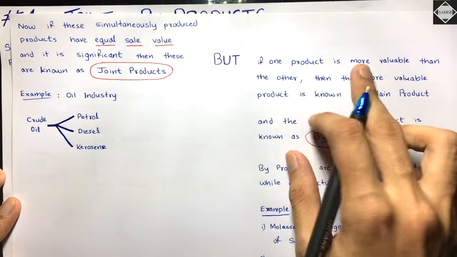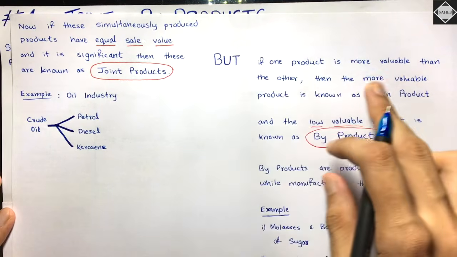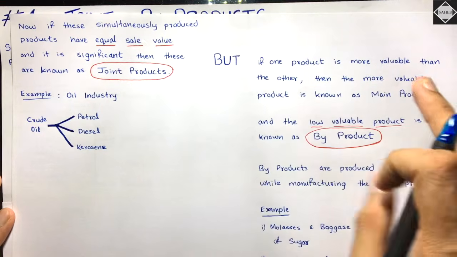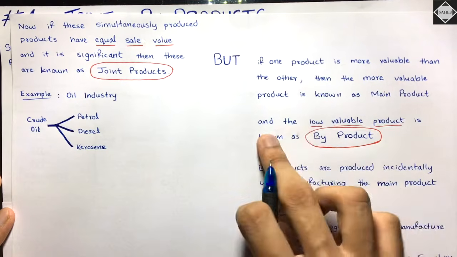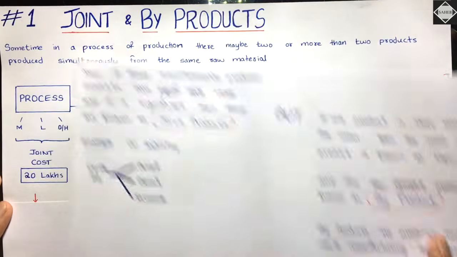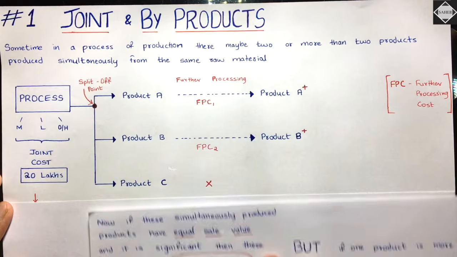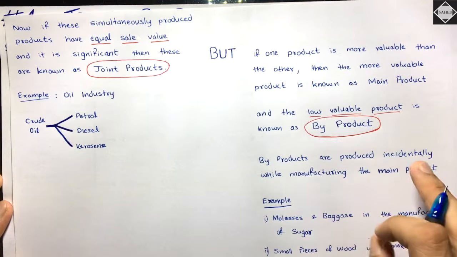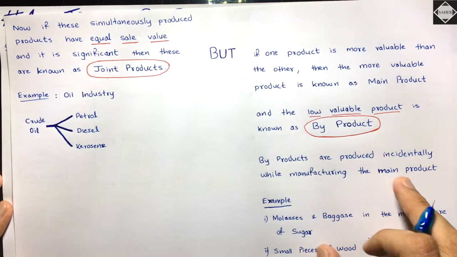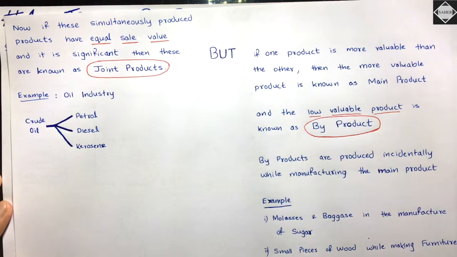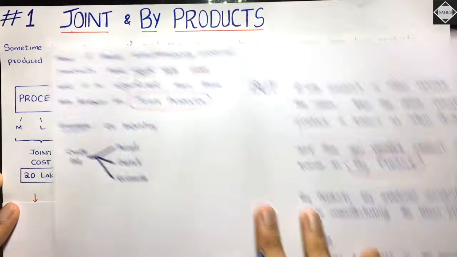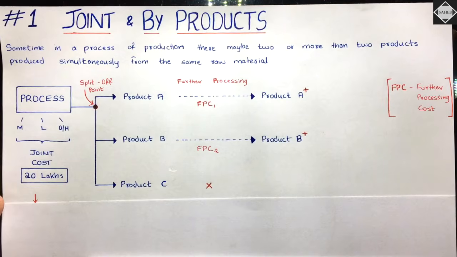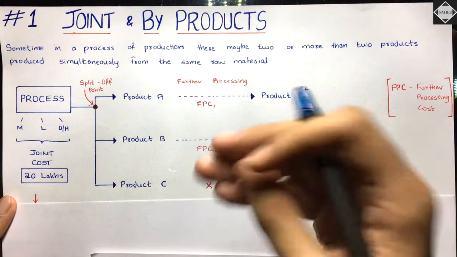If one product is more valuable than the other, then the more valuable product is known as the main product, and the low valuable product will be the byproduct. Byproducts are produced incidentally while manufacturing the main product. Now let's take an example to understand this line properly. See here, we don't have any intention to produce the byproducts. It just happens, incidentally.